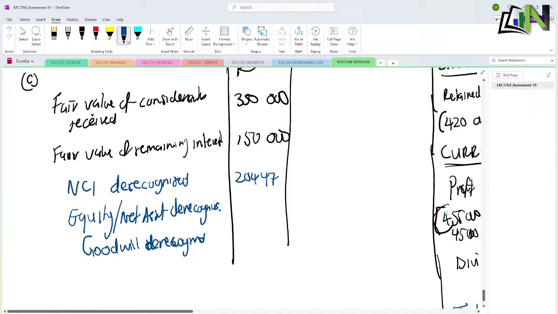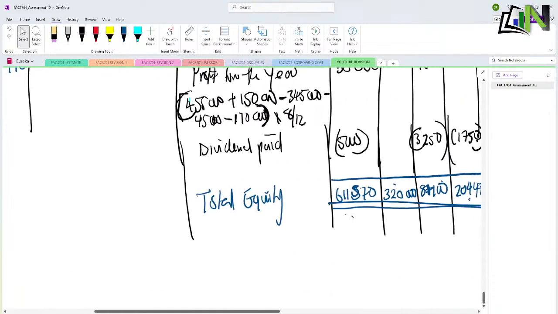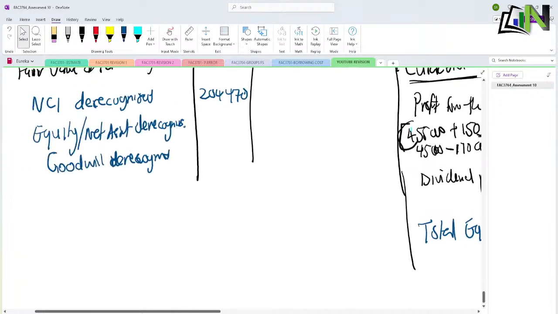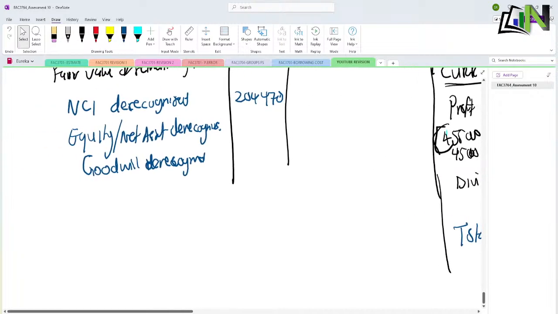204,470. Then it is the equity. Then the equity must be minus. The equity must be minus. So the equity was 611,570. Remember to remove goodwill because we'll end up accounting for it twice.